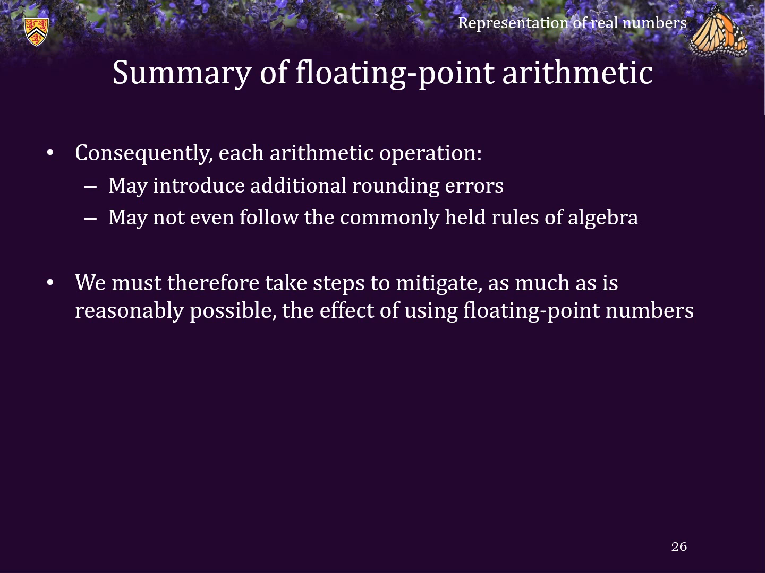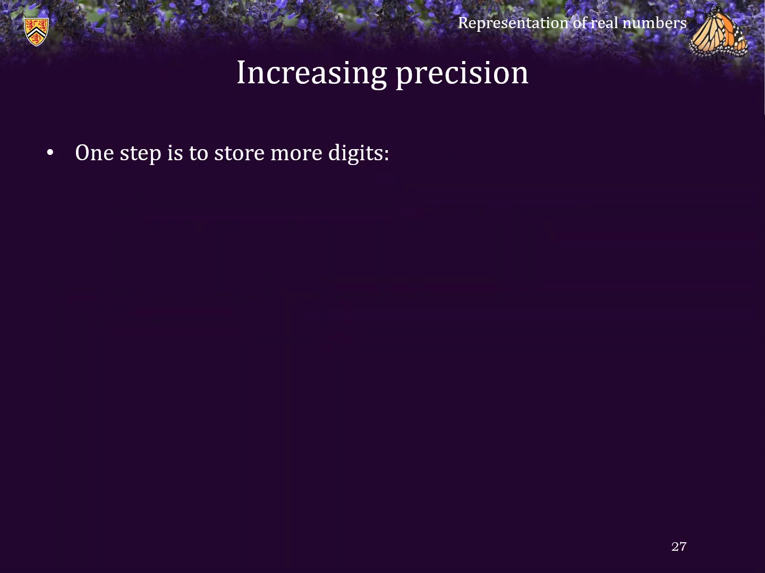Now, we're storing many more digits of precision with a double, but we're also going to be approximating larger systems or simulating larger systems using the double precision floating point format. So if we want to get better approximations or more accurate calculations, one step is to store more digits.